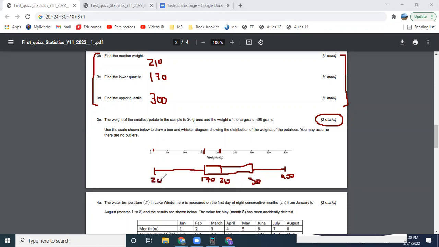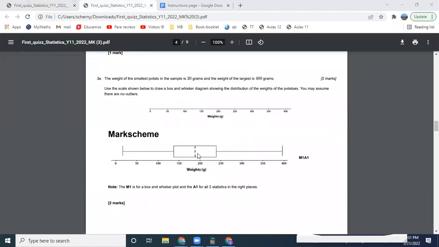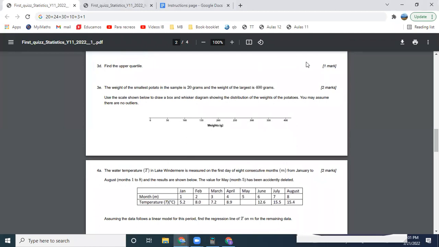Remember that this is not the correct answer. I'm just showing you what to do if in an exam you don't know how to calculate this, so that you don't lose these 2 marks. If you go to the mark scheme, you will see the correct box and whiskers. I will stop the video here so that it isn't so long, and I will continue in another one, okay?